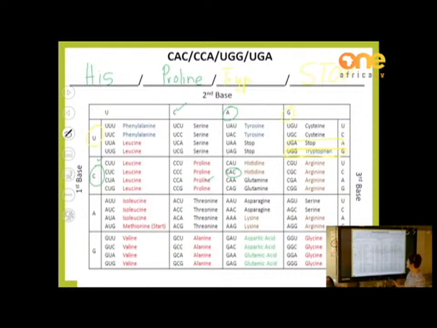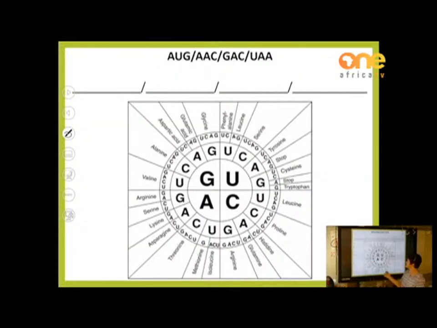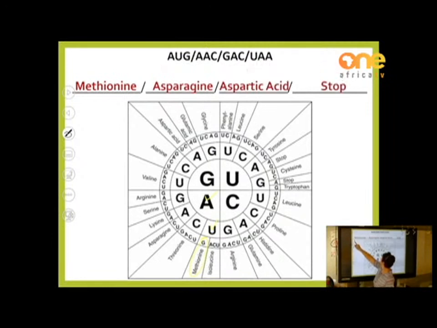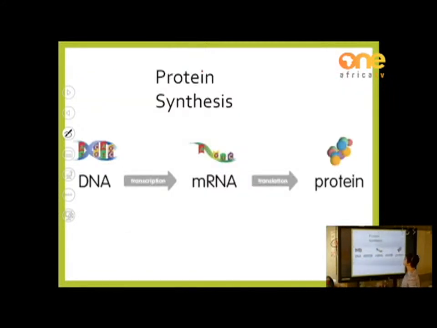Right, then the next one is a different type of chart to help us, and we start in the middle. AUG. Aha. So the first one will be methionine. Again, you can try and find them on your own, and then play the video again to see. There we see methionine, asparagine, aspartic acid, and then a stop.